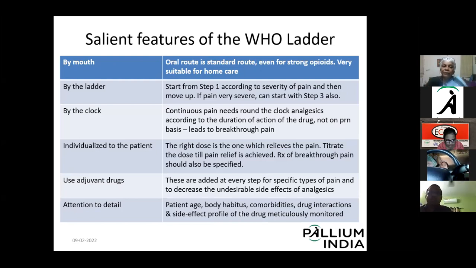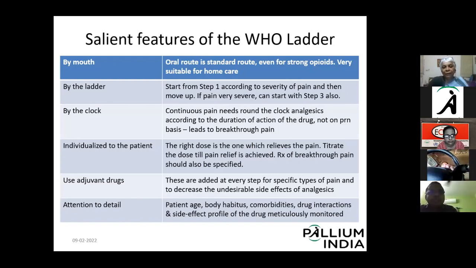The other important feature is that it is given by the ladder. So usually the protocol is to start with step 1, depending on the severity of pain, and then you move up the ladder like I mentioned earlier. But sometimes when the pain is very severe, we can start with step 3 also after doing an opioid titration, which will be discussed when you're discussing strong opioids. So that is by the ladder. So you can go from step 1 to step 2 or step 3. Sometimes you can even skip a step and go directly to step 3.